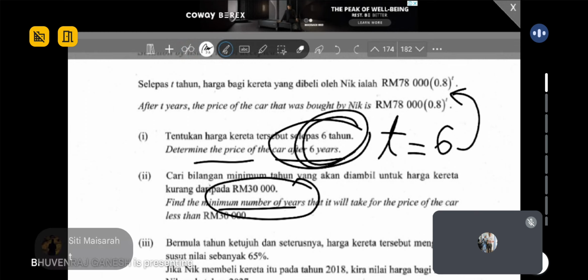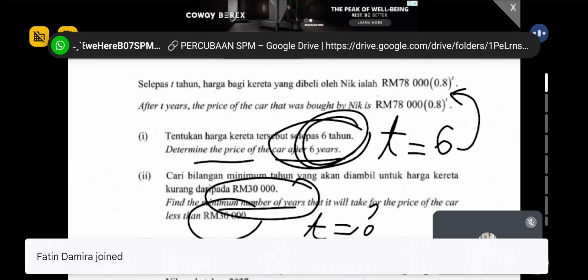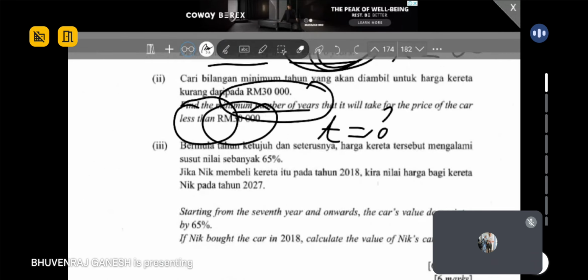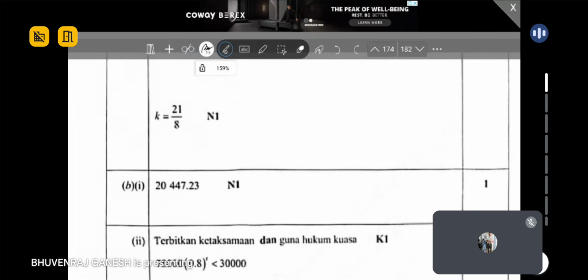Okay, you must find the T, guys. Kamu kena cari nilai T for this one. So your RM is less than 30,000, lebih kurang. Okay, so your equation will look something like this. Ini adalah persamaan kamu. So you just make it less than 30,000.